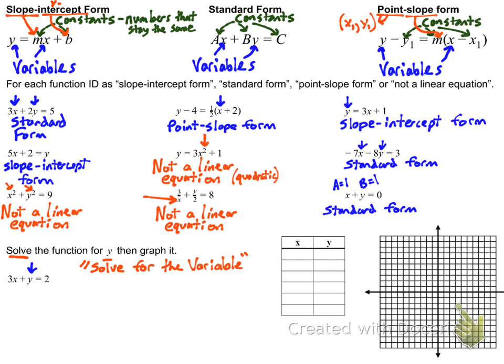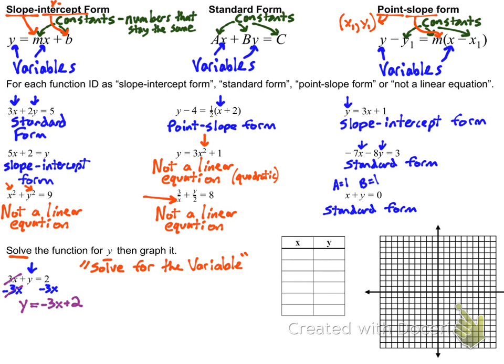So first thing we're doing, since we're solving for y, we need to draw a little arrow to y to show that's what we're trying to get by itself. That's what it means when I say solve for y. We subtract 3x from both sides, and I'm doing that because I'm trying to get y by itself. And the 3x minus 3x is 0, so I'm going to write negative 3x plus 2.